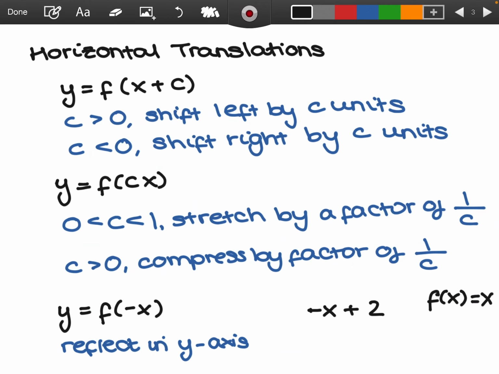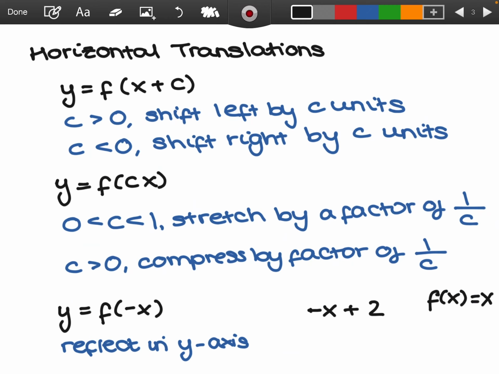So we're dealing with inside the function, not the whole function itself. If I have f of x plus c, anywhere where I see an x in my basic function, I'm now putting x plus c. If c is greater than 0, you would think, because of the way that the horizontal axis works, that you would move it to the right, and if c was less than 0, you would move it to the left.